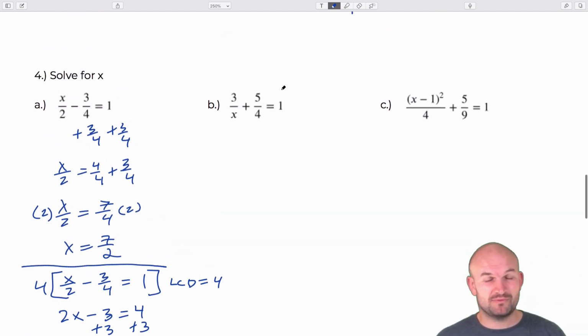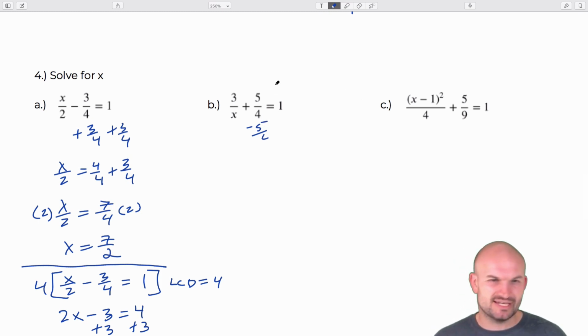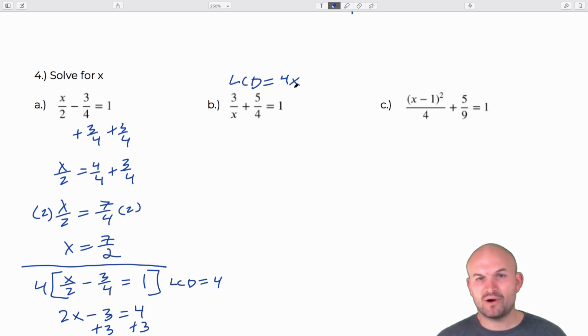So why don't we just do that one? Because you could subtract to 5/4, but most students don't want to subtract to get to 5/4, and then you've got to do the x. So my goal here is, why don't we just multiply by the LCD? The LCD in this case is going to be 4x. So I'm just going to multiply everything times 4x. So I have 3 over x plus 5/4 times 4x equals 1 times 4x.